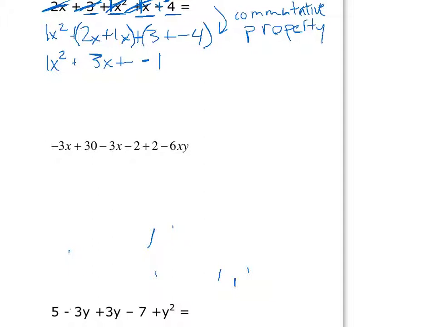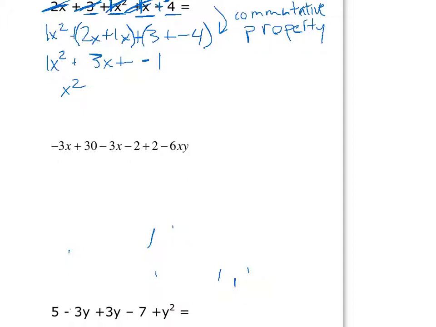Kyrie? 2x. Is 2x, 2 times x, the same thing as x times x, which is x squared? No. Is there a different way to write 1x squared? Sunny. X squared.